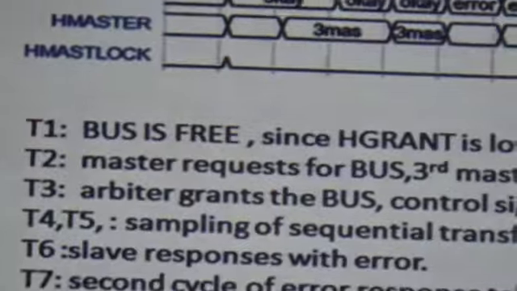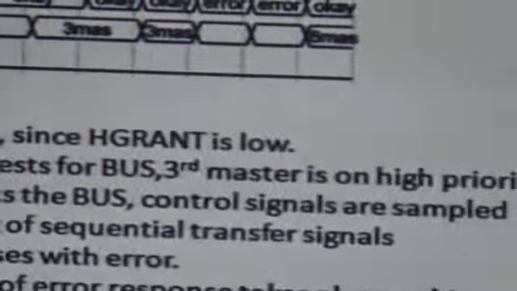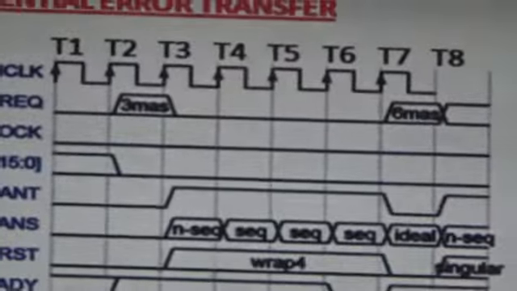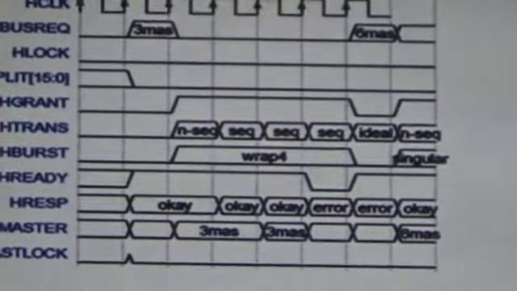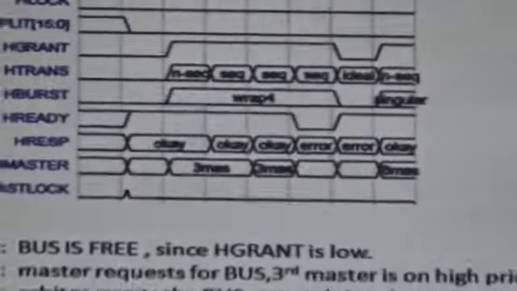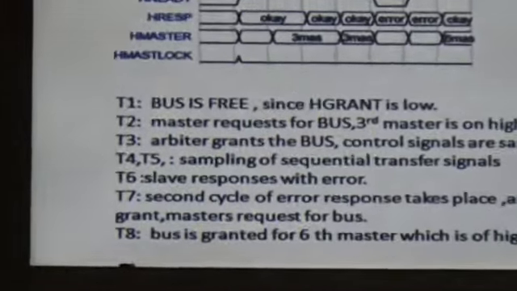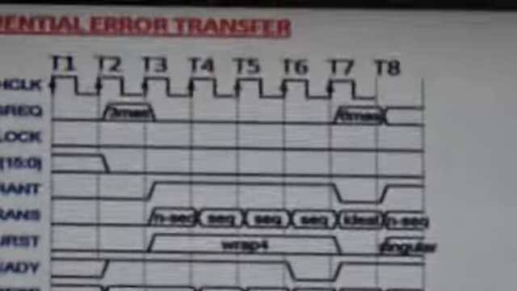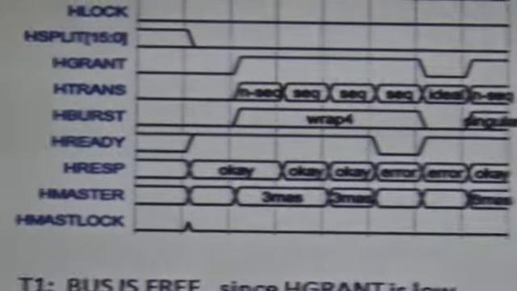At T4 and T5, the sampling of the sequential transfer occurs. Since it is a sequential transfer, the same operations continue for T4 and T5. Up to the T4 and T5 clock cycles, the third master has been given access. At the T6 clock cycle, the slave responds with error, which we can know from H response. At every clock cycle, such as T5, the slave response means that it has completed the previous transfer.